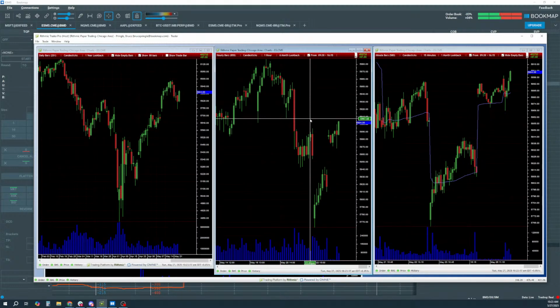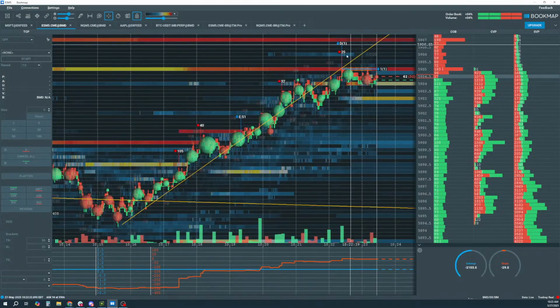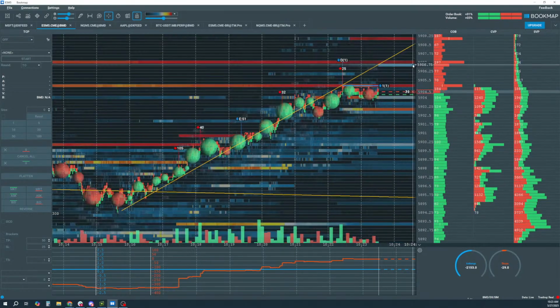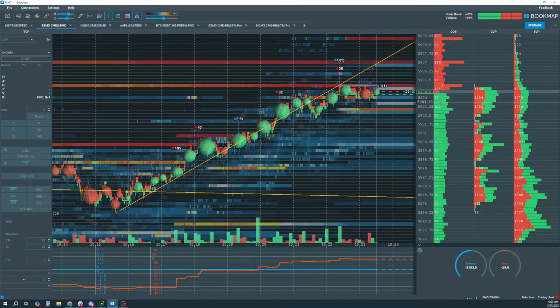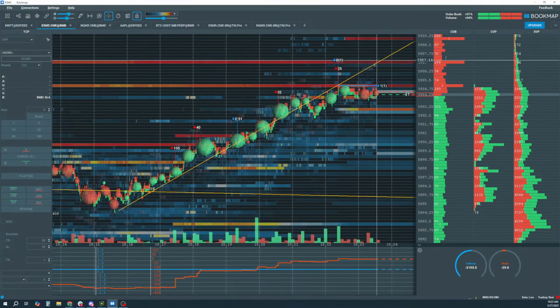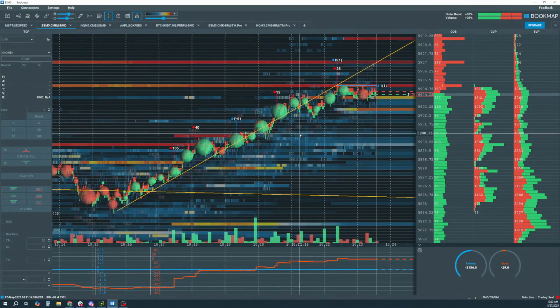Okay, well, let's see if this kind of 107.5 area here, due to these wicks and price action, kind of looking to see what might happen up there. And that's right up here, 107. And there's 200 contracts up there.